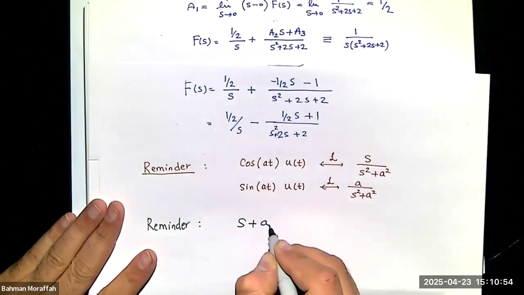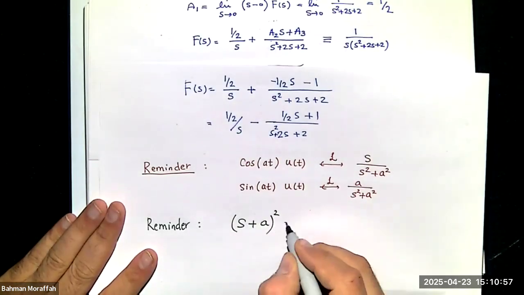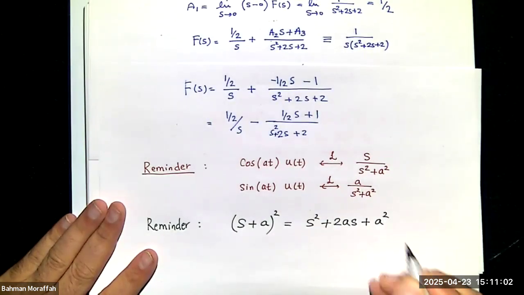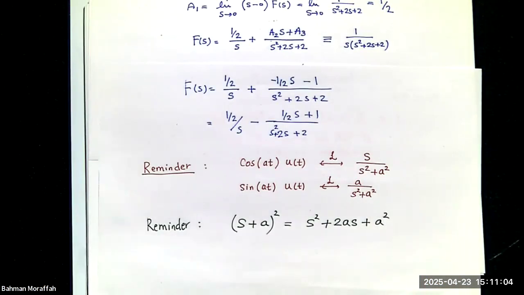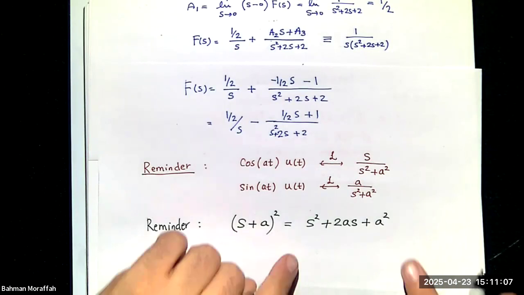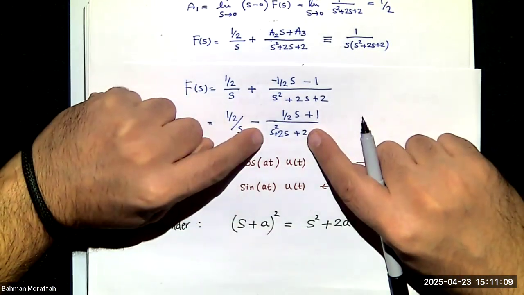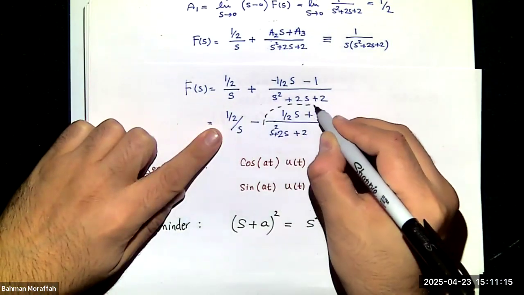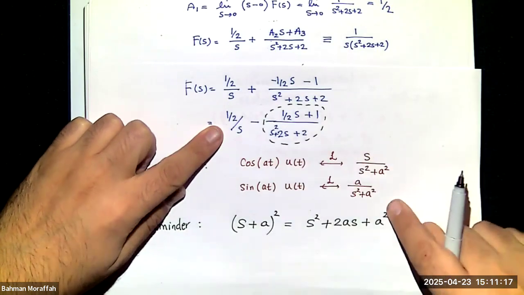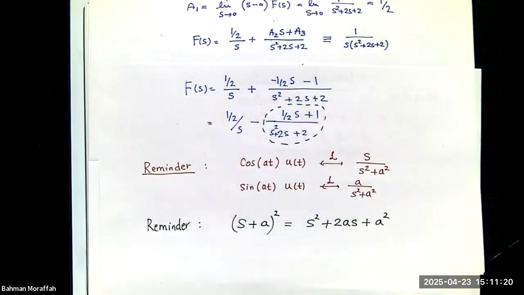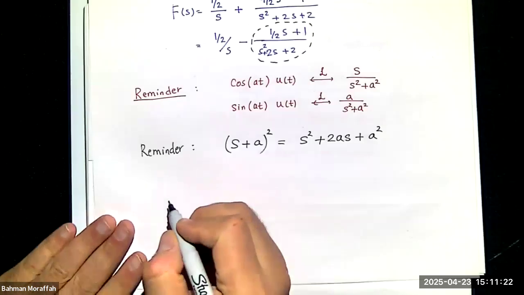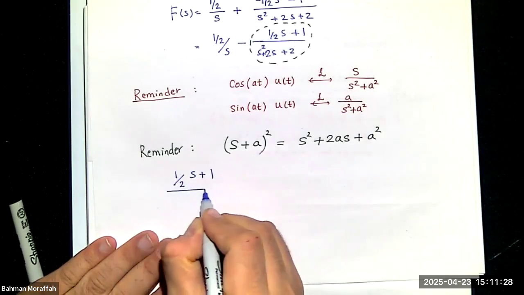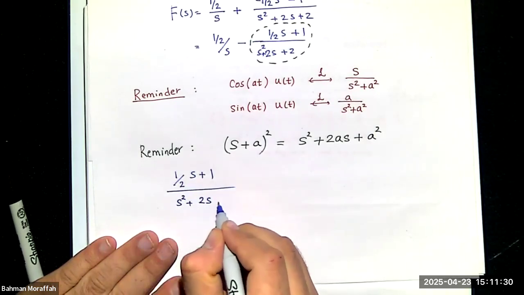If I have (s plus a) squared, I can write this as s squared plus 2as plus a squared. I have this identity. And this looks a lot like this, s squared plus 2s plus 2. So let's only focus on this and see how we can actually write this in terms of sine and cosine. So let's focus on that. So I have half s plus 1 divided by s squared plus 2s plus 2.